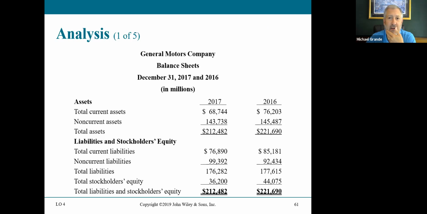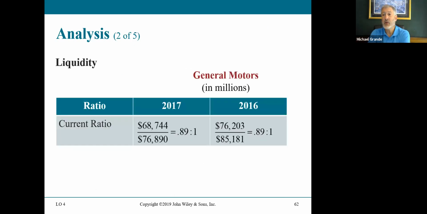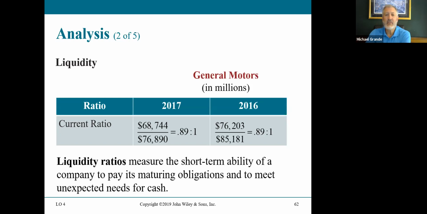So that's what a liability section looks like. General Motors, here's a comparative balance sheet. It's in millions. Got certain assets, some liabilities. Here are some liquidity ratios you're responsible for. The current ratio, which you're familiar with, is current assets divided by current liabilities. You can see the liquidity is exactly the same, hasn't changed. 0.80, less than 1-to-1, not good. You always want to see something greater than 1-to-1. Liquidity ratios measure the short-term ability of a company to pay its maturing obligations and to meet unexpected needs for cash.